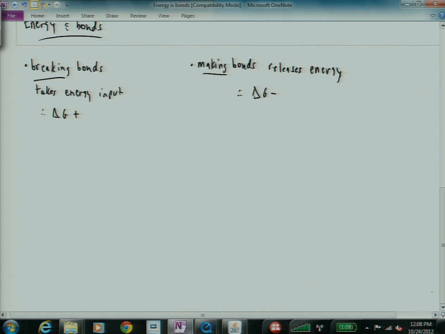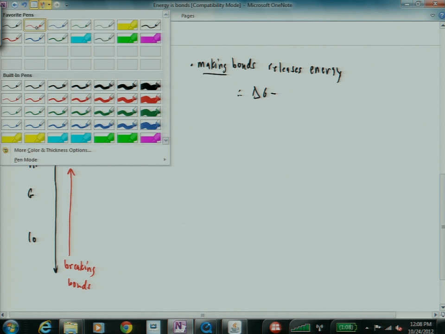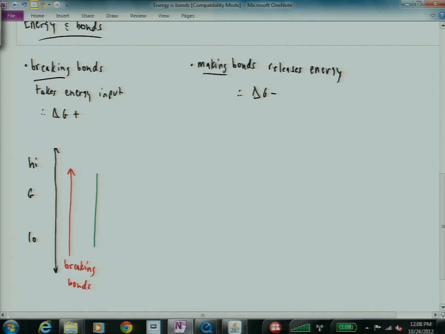So what we know is, let me do this in color. This is breaking bonds. Is delta G plus, moving up the chart. And this is going to be forming bonds. Right? There's a conclusion you can draw from that. Therefore, and this is another one I wanted you to talk to your neighbor about.